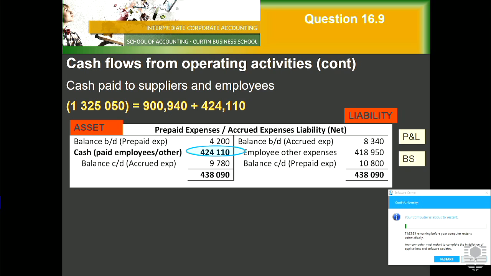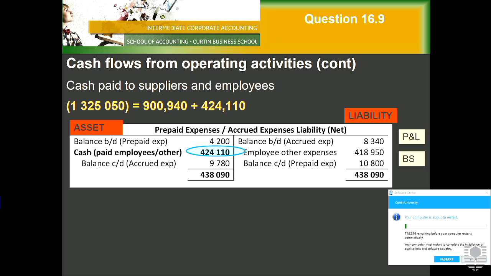And we might have more than one asset prepayment and more than one different accrued expense type. So you can see if you group it all into one, put the opening and closing balances in, make sure you get them on the right side. Pop in the expenses that relate to those on the credit side there, work out what the cash component is. This one's a little bit easier because we've grouped it all together. Seeing our cash component there is 424,110.